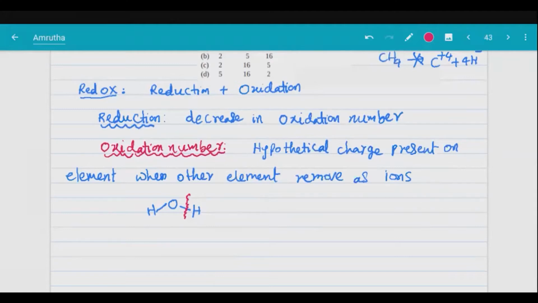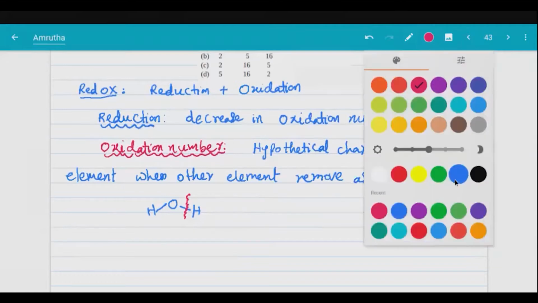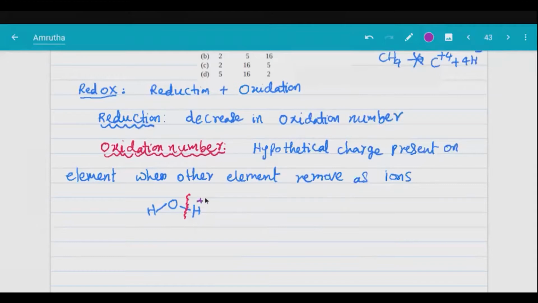Let us see this. If I break this bond, H is plus. Why is it H plus? Why am I breaking H plus, why not H minus? Because there is a difference in electronegativity. Oxygen is an electronegative element, but hydrogen is electropositive compared to oxygen. So H will break as plus 1.